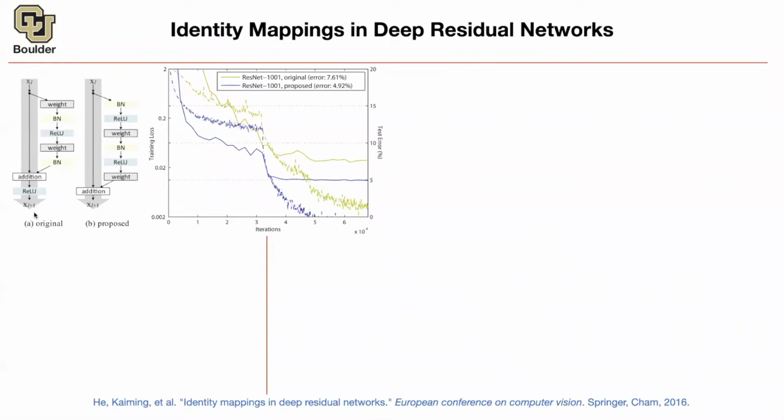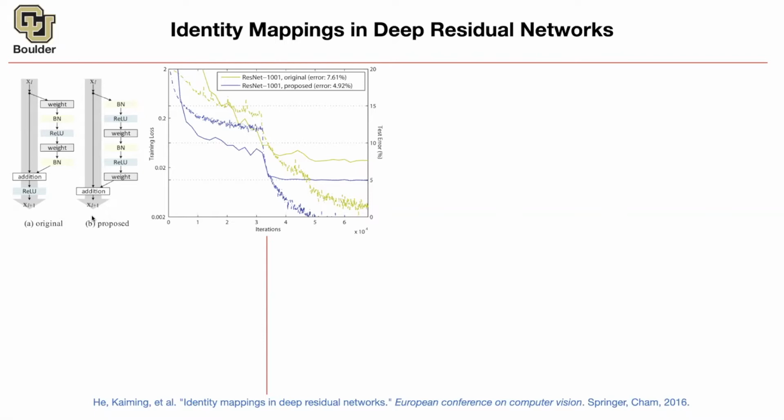What this paper is proposing is that there should be no nonlinearity or no operations on the shortcut branch. All you can do is just an addition. So there shouldn't be any ReLU here. There shouldn't be any batch norm on the shortcut branch. And this is actually the main branch where the information is flowing from one layer to the other one.